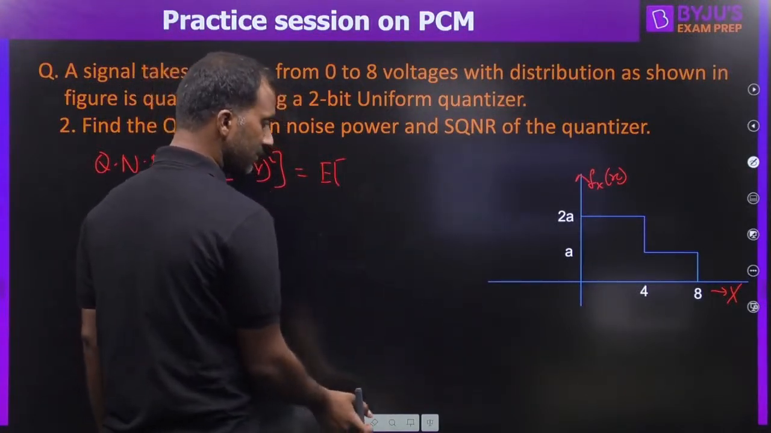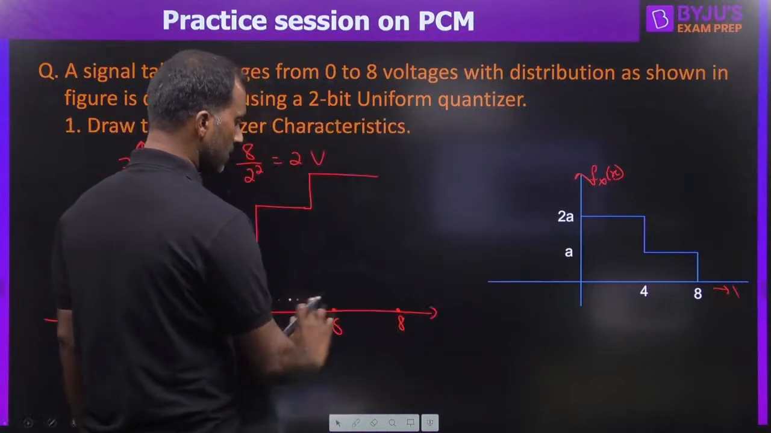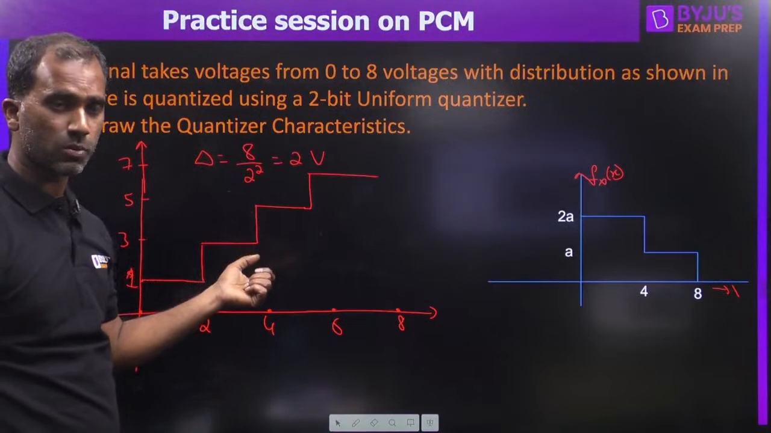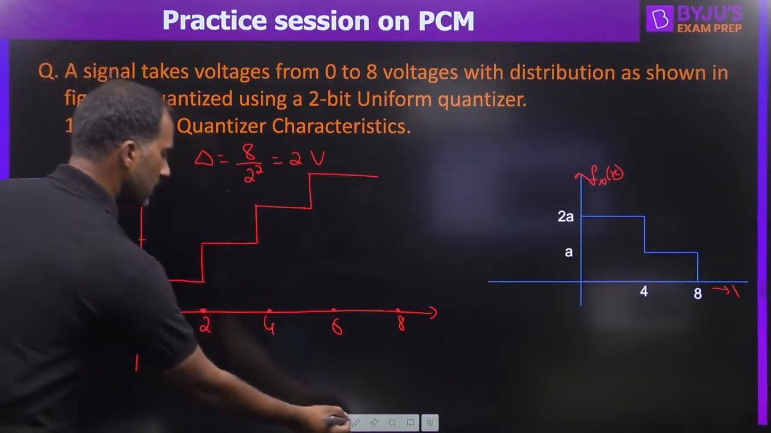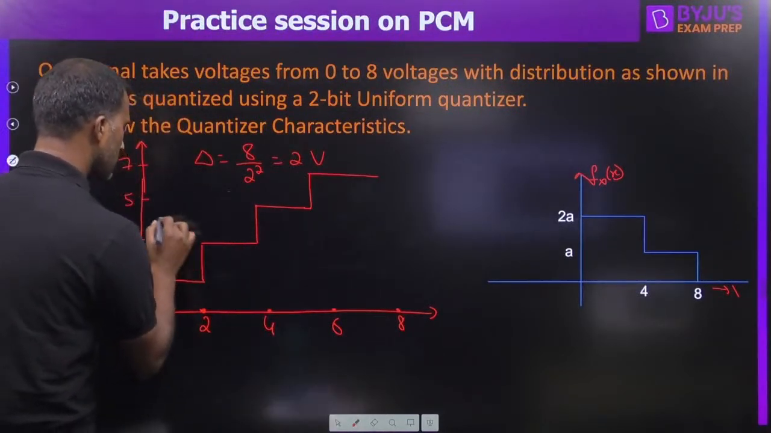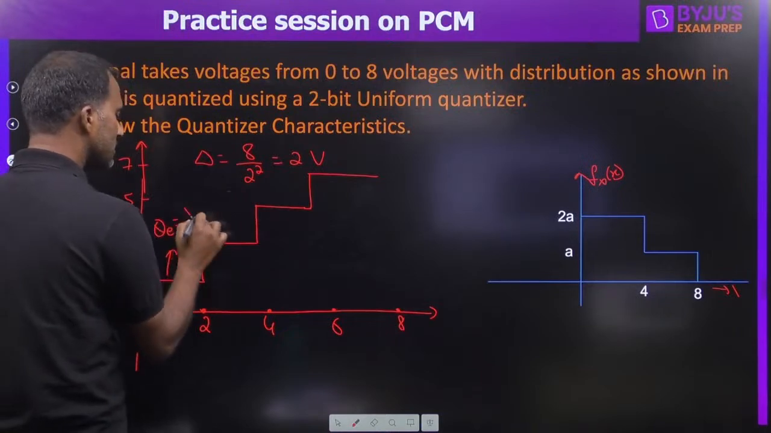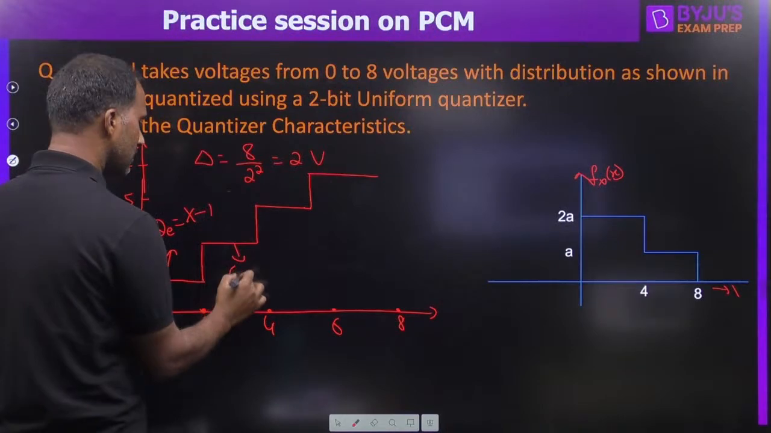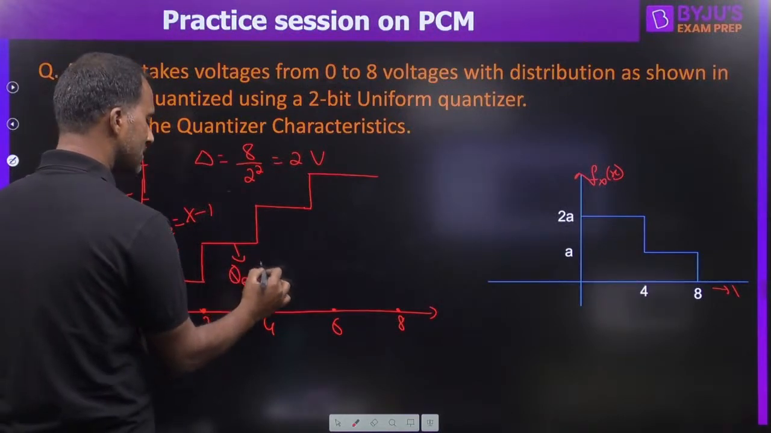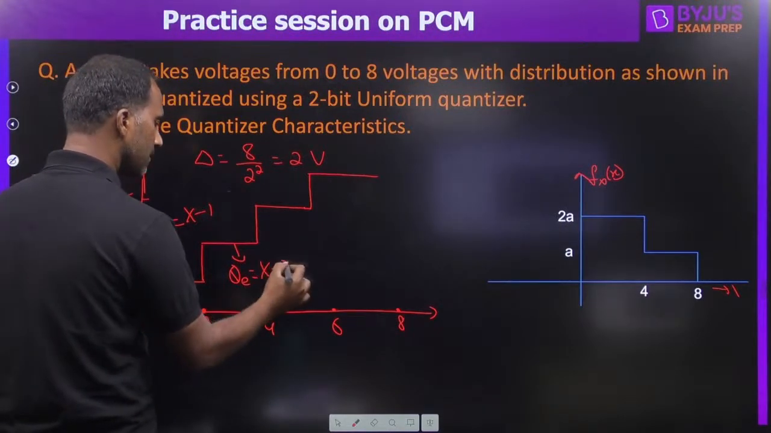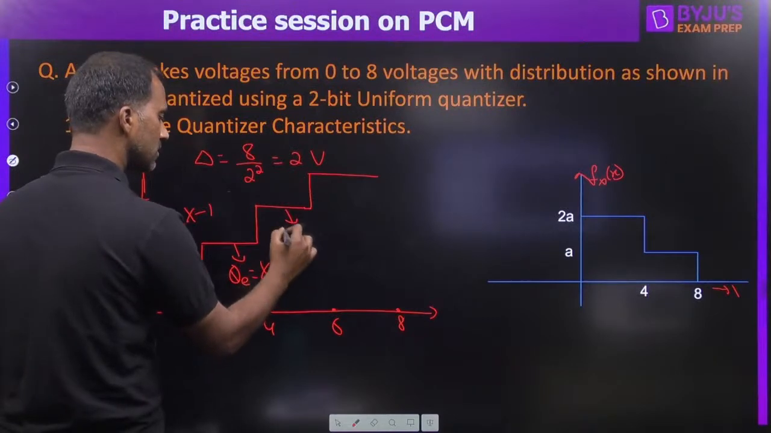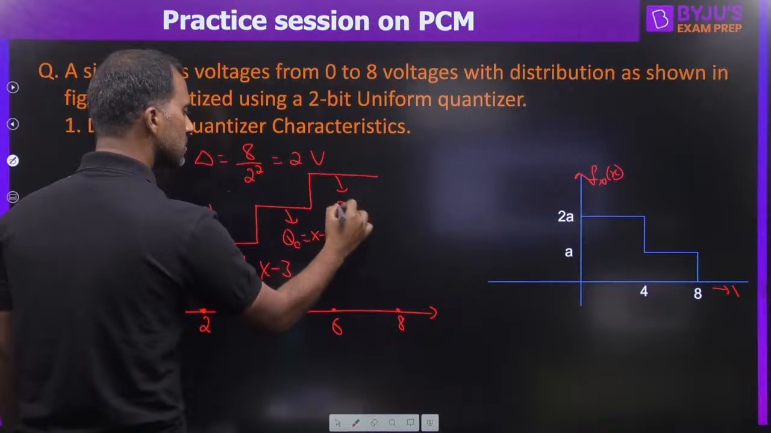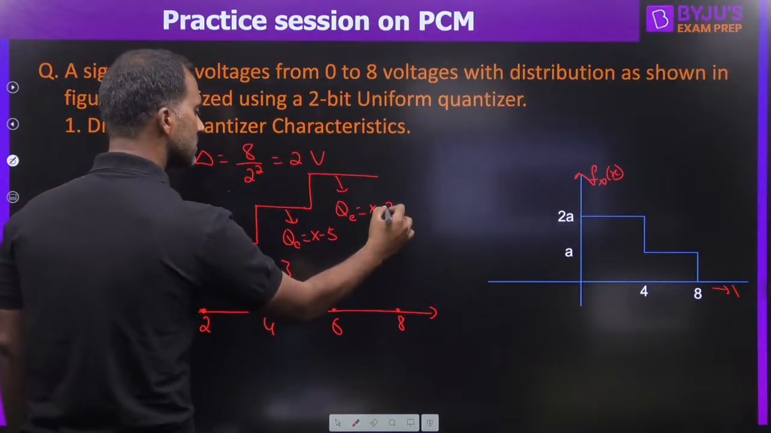How many regions are there? In this problem, there are 4 regions. We'll do that expectation of x minus y whole square for all these 4 regions. In this region, what is the quantization error? It is x minus y, but y value is 1 here, so x minus 1. In the second region, y is 3 here. In this region, the quantization error is x minus 5. And in this region, it is x minus 7.